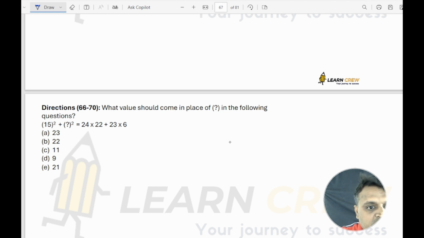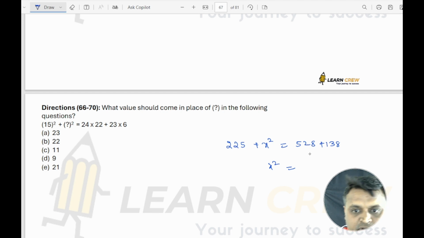15 square is 225. So 225 plus x square, 24, 22 jar. 24 plus 2, 26, 520, 528. 528 plus 23 6s are 138. So 528 plus 138 minus 225 is x square. 8 plus 8, 16 minus 5, 1.